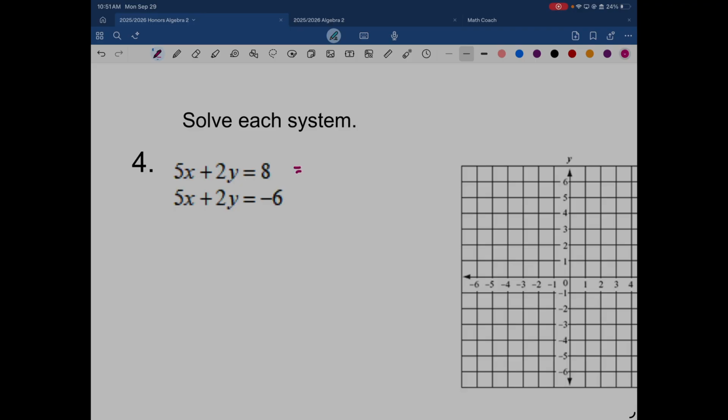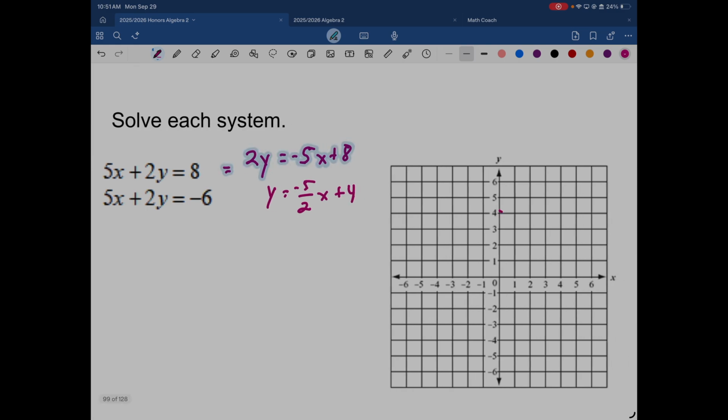So the first one, we would have 2y equals negative 5x plus 8. So y is equal to negative 5/2 x plus 4. Does that look like what the first one should be? So we've got one at 4, and we're down 5 over 2. So it looks something like this.